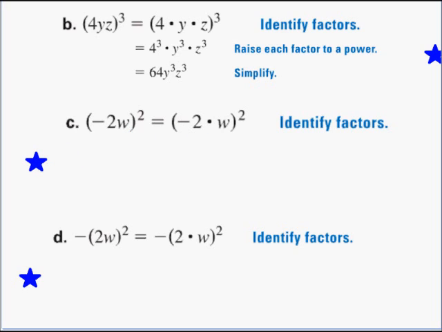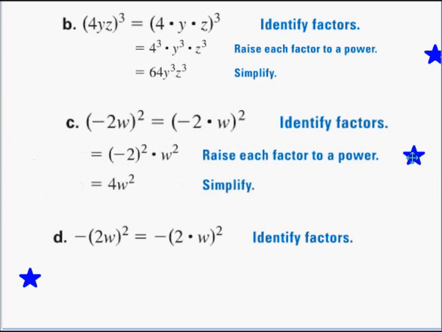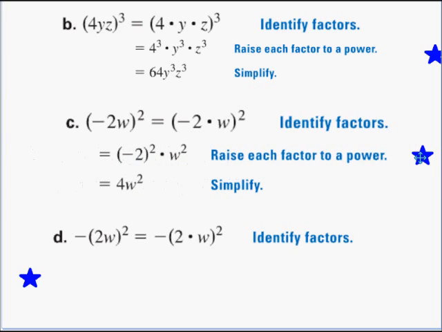In the next one, we have negative 2w squared. So that's a quantity in there, negative 2 times w squared. We're going to go ahead and raise each factor to the power and simplify, same as above. So that would be negative 2 squared times w squared. Remember your rules for exponents with negatives. Negative 2 times negative 2 would give you a positive 4. So that's 4w squared in its simplest form.